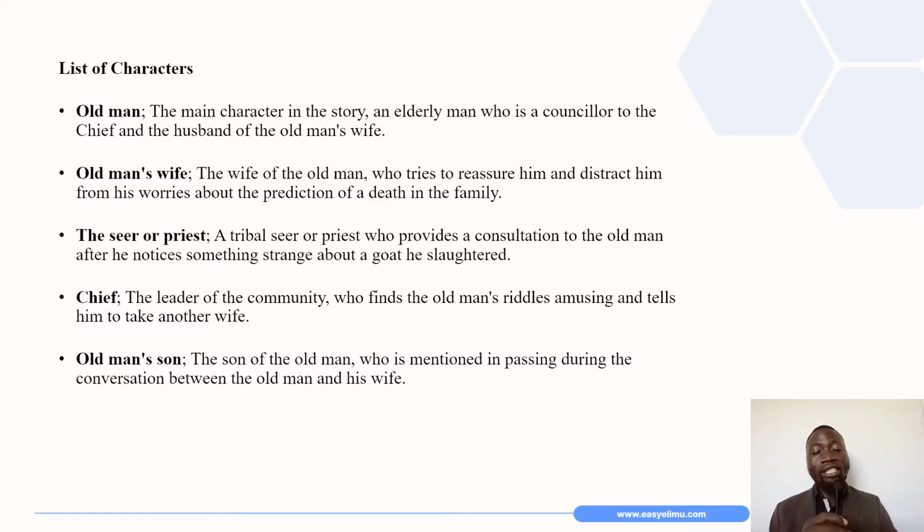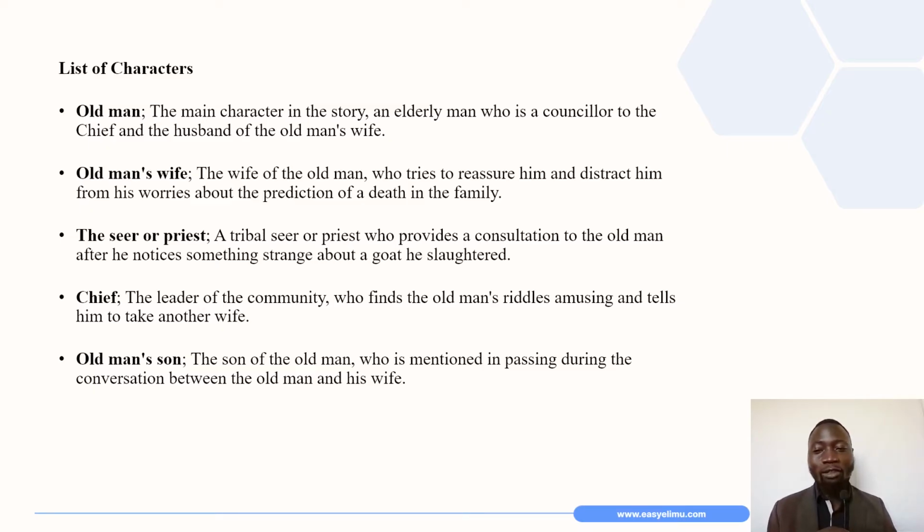There is also the seer or the priest. This is a tribal seer who provides a consultation to the old man after he notices something strange about a goat he slaughtered. We also have the chief. The chief is the leader of the community who finds the old man's riddles amusing and tells him to take another wife. Then there is also the old man's son, who is mentioned in passing during the conversation between the old man and his wife.